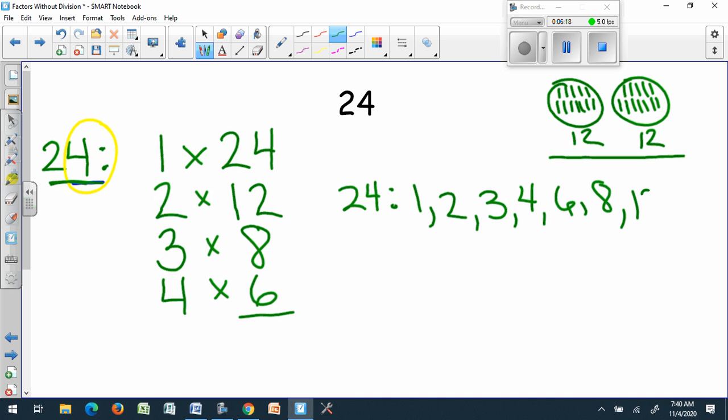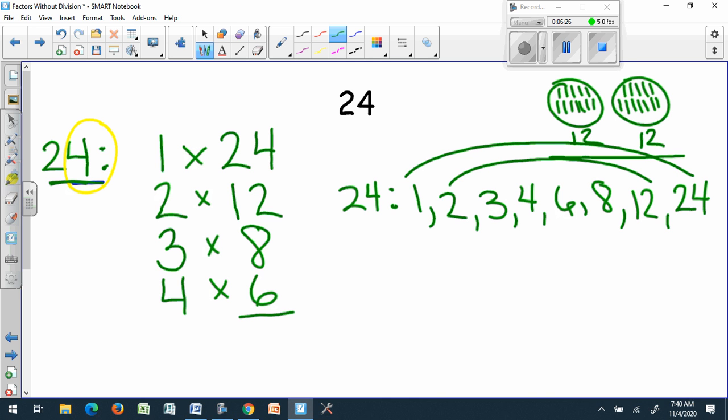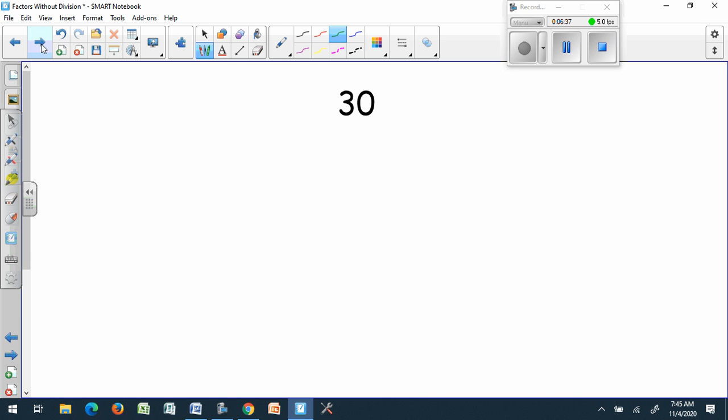This one has a lot of factors. Why don't you pause the video and try to do the rainbow to make sure that they all have a neighbor. All right, so you should see that each one has a partner. We're going to try one that is a little bit harder.